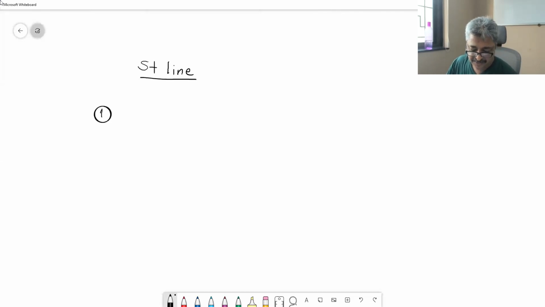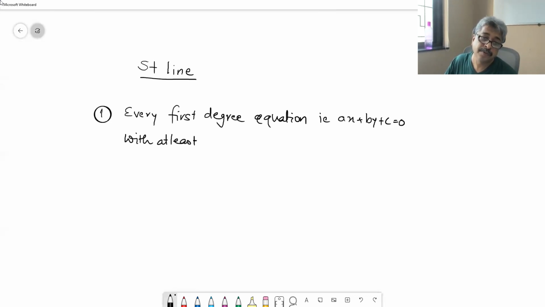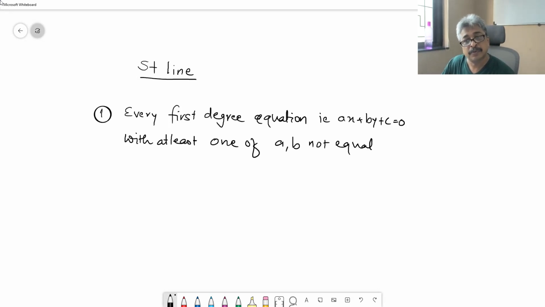Every first degree equation, that is ax + by + c = 0, with at least one of a, b not equal to zero, represents a straight line.